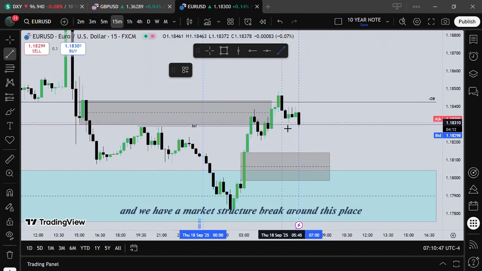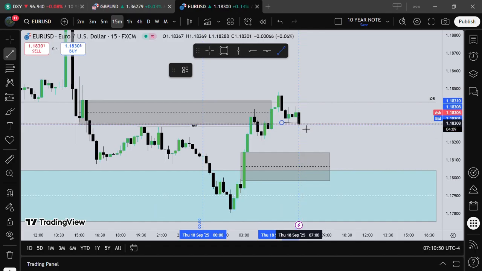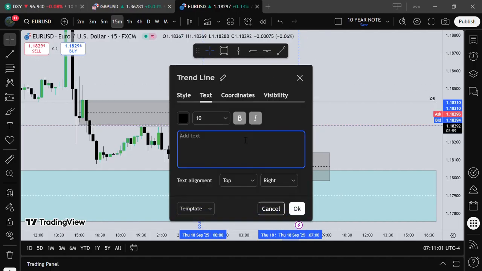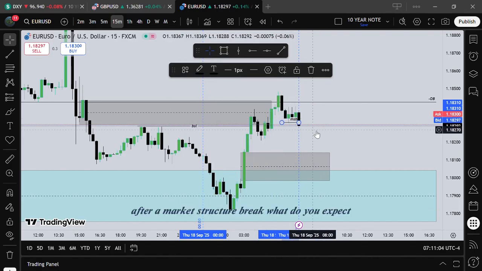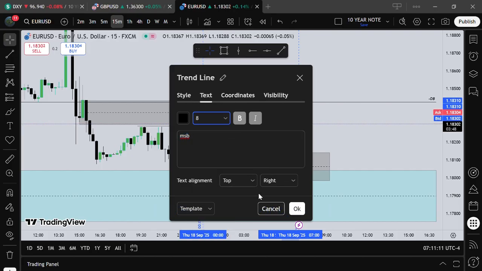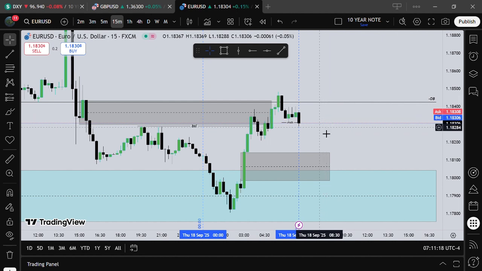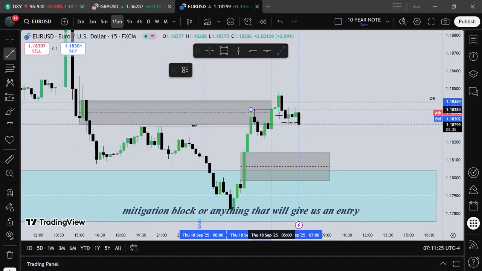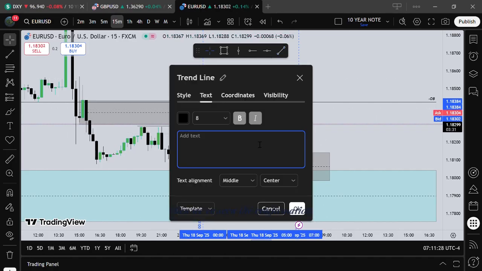We have a market structure break around this place. After a market structure break, what do you expect? We'll look for a fair value gap or a bearish order block or mitigation block or anything that will give us an entry. We can't just enter after the confirmation. We've seen the confirmation that the market is trying to go down to retest a particular fair value gap, but we want to follow the direction of the market. We don't want to go against the market.